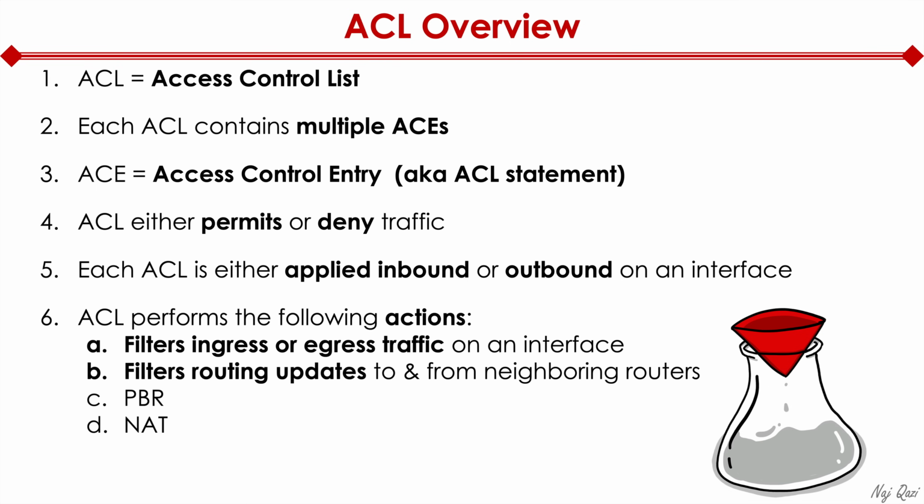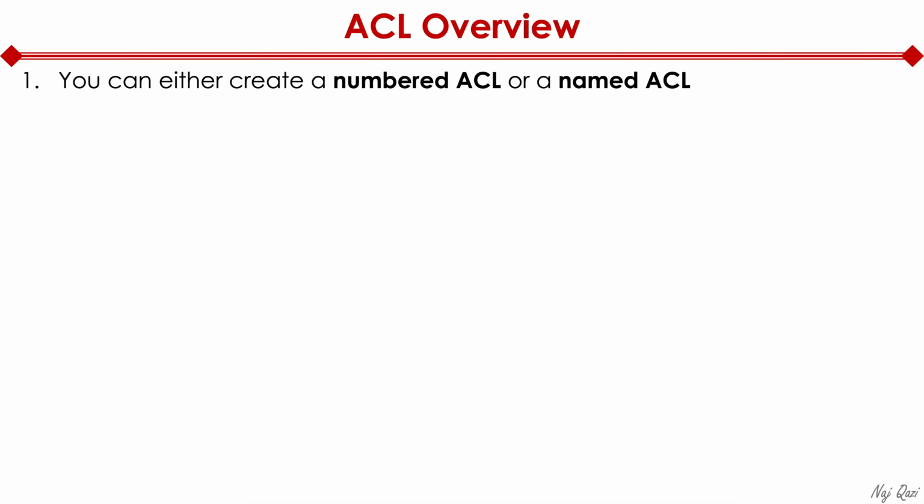And when we use them in NAT, they're primarily used not for permitting or denying traffic, but for matching traffic. In VPN, similar functionality as NAT. They're used for matching traffic. And QoS, same idea. We use ACLs to match traffic. You can either create a numbered ACL or a named ACL.